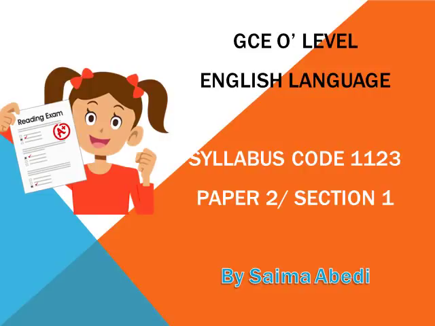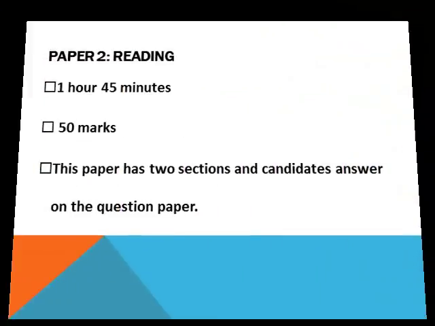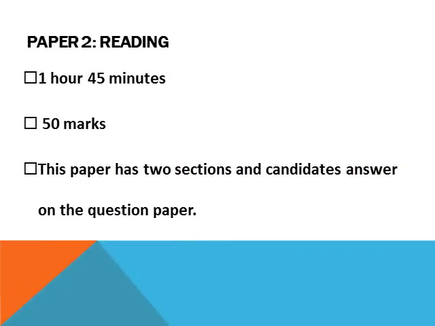Paper 2 is the reading paper. It is comprised of two parts, Section 1 and Section 2. Section 1 is reading for ideas and Section 2 is reading for meaning. Altogether, you have an hour and 45 minutes to finish this paper. This paper is of 50 marks, and as there are two sections, you are required to divide the time wisely.